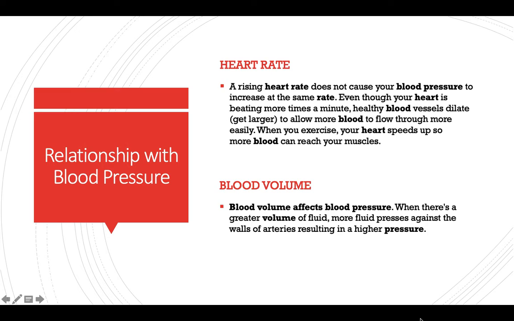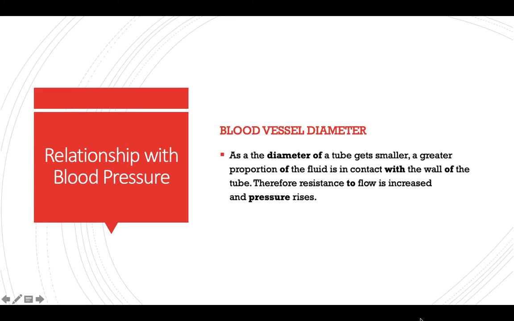Second factor, blood volume. Blood volume affects blood pressure when there's a greater volume of fluid. More fluid presses against the walls of the artery, resulting in a higher pressure. Let's move on with our last factor, which is the blood vessel diameter. As the diameter of a tube gets smaller, a greater proportion of fluid is in contact with the wall of the tube. Therefore, resistance to flow is increased and pressure rises.